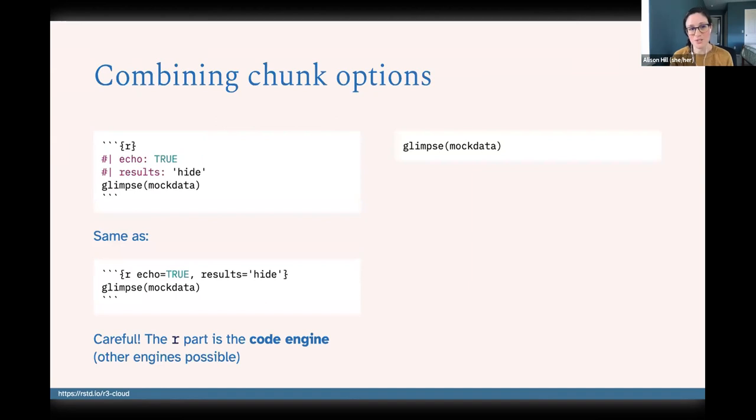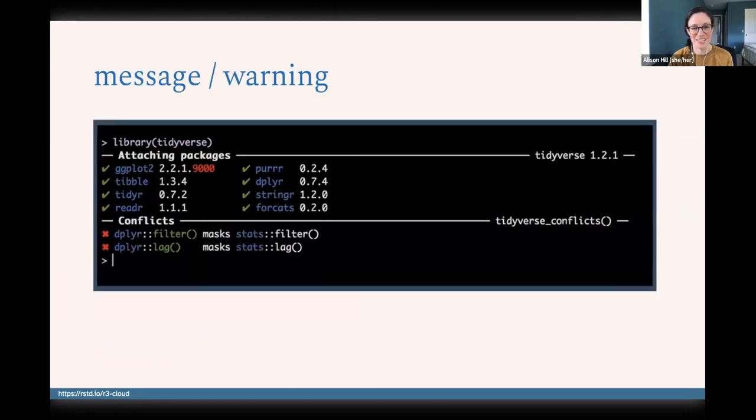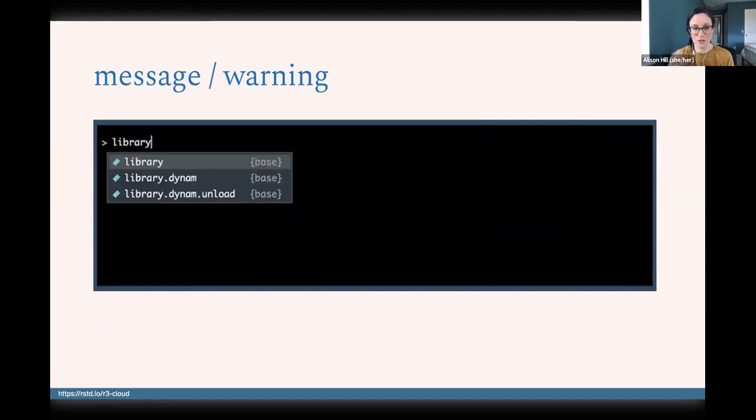Combining chunk options, you can stack them essentially. So echo true, results hide. You can also string them together using a comma to separate. Now notice that here there's a colon to separate them. And if they're in the header, there's an equal sign. So that's kind of a gotcha. That's going to be a little bit hard to get used to. I made that mistake multiple times in preparing for this workshop. So roadblock ahead.